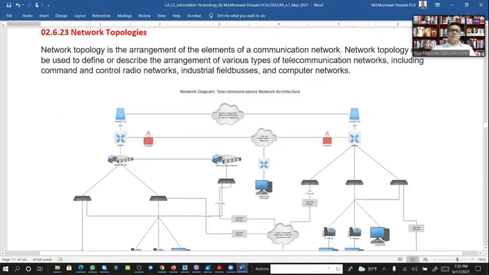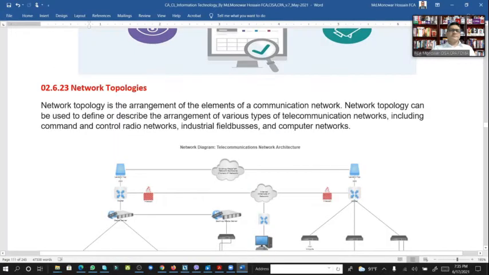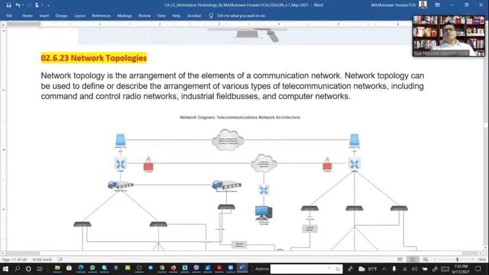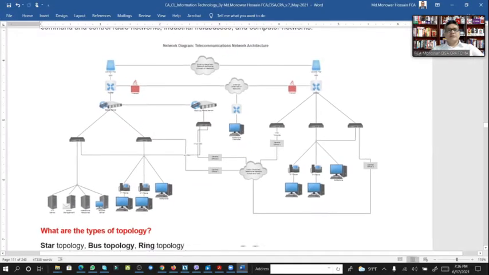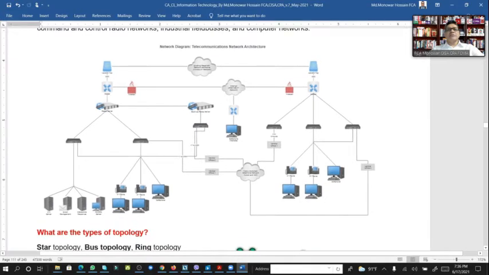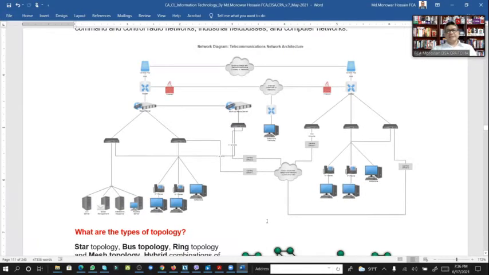And network topology, if we see here, network topology is the arrangement of the elements of the communication network. Network topology can be used to define and describe the arrangements of various types of telecommunication network, including command and control, radio network, industrial business, and computer network. Look here, there is a big one. So network diagram, telecommunication network architecture is here.